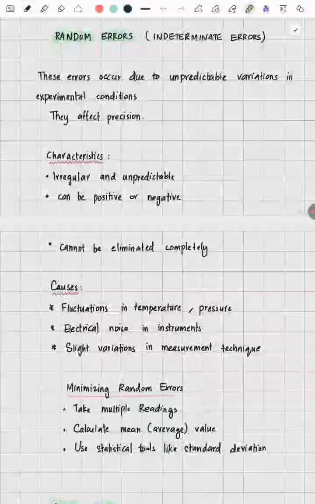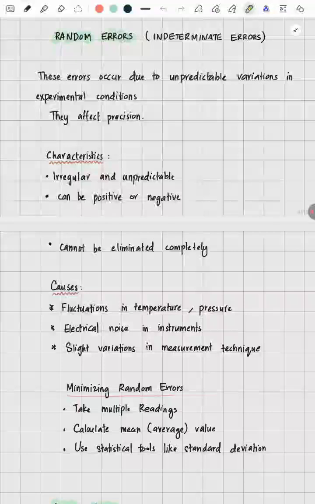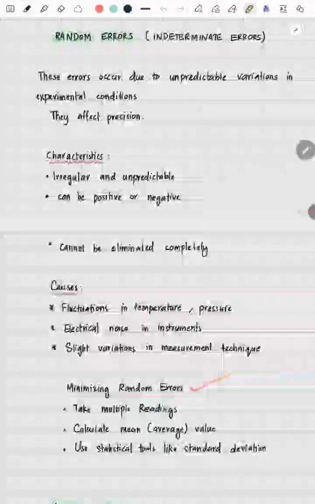Even if you repeat the experiment under the same conditions, you may get slightly different values each time due to random errors. These can arise from slight fluctuations in temperature, pressure, electrical noise in instruments, or even minor variations in technique. Although we cannot completely eliminate random errors, we can minimize their effect by taking multiple readings and calculating the average value.